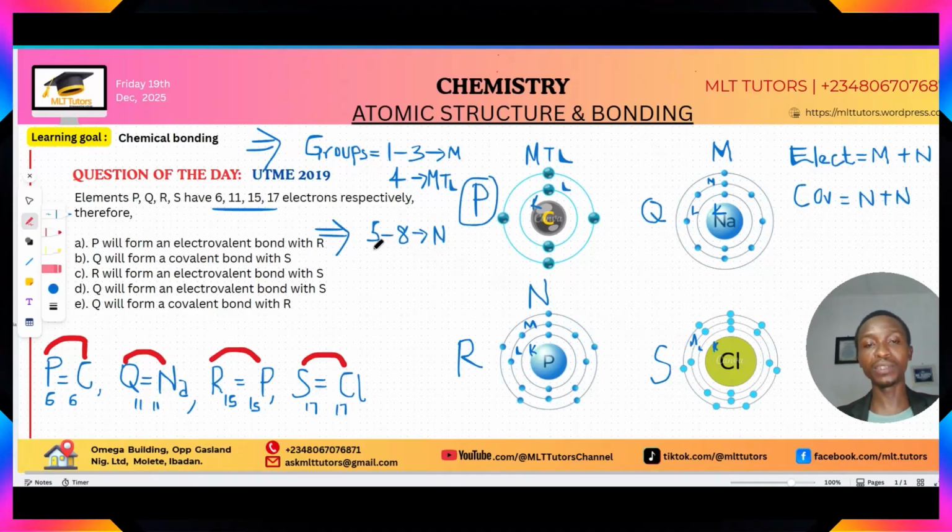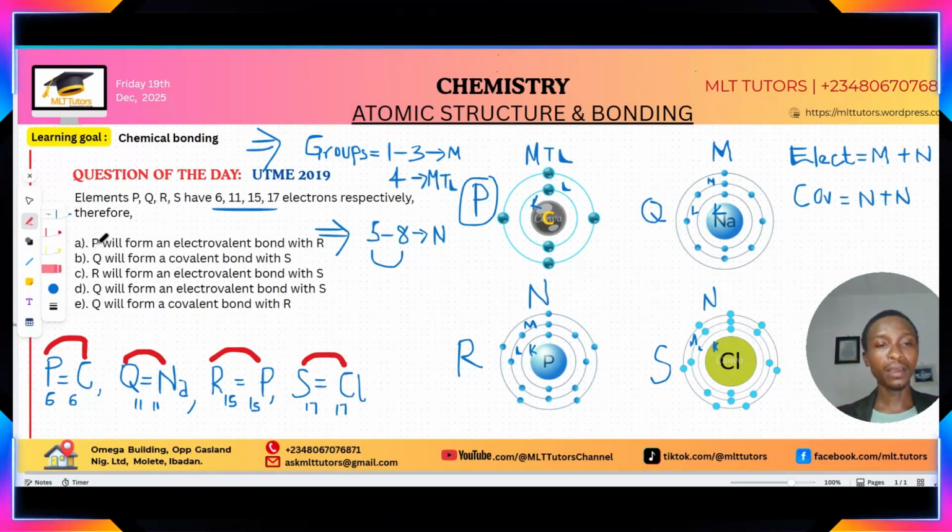And we've established that elements from group 5 to group 8 are non-metals. Definitely S is also a non-metal. So good, we've been able to identify which ones are metals and which ones are non-metals. Don't forget, P is a metalloid, Q is a metal, R is a non-metal, and S is a non-metal. So now let's go to the options.